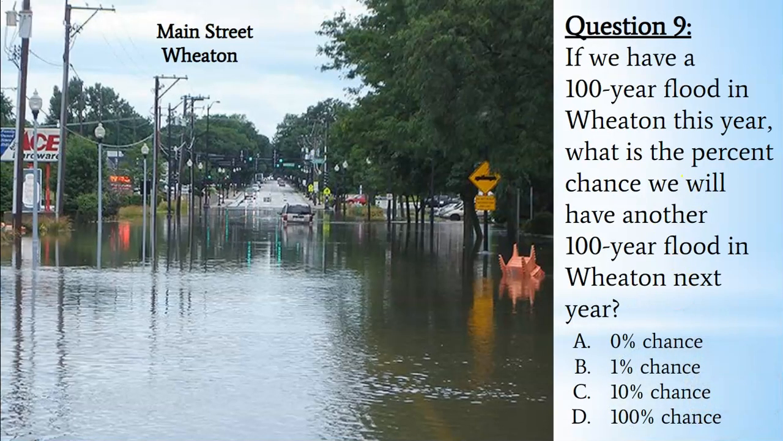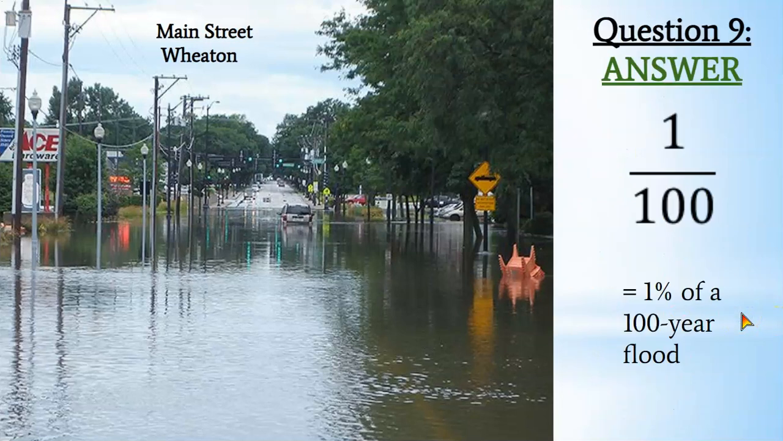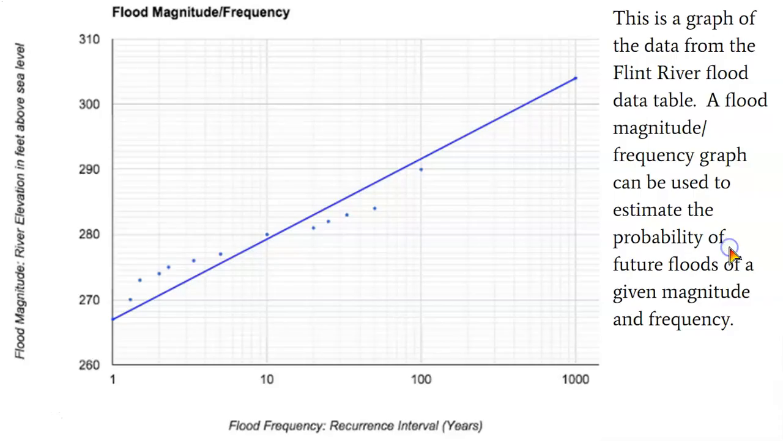Okay, now let's make this local. If we have a 100-year flood here in Wheaton, what's the percent chance we'll have another 100-year flood next year? Okay, 1% chance. And this is confusing. A lot of people think, well, I had a 100-year flood last year, so there's no chance we'll have it again. No, that's not true. It's not a big chance, but there is a chance that you'll have it. It's a 1% chance.